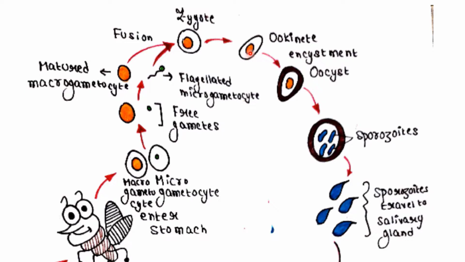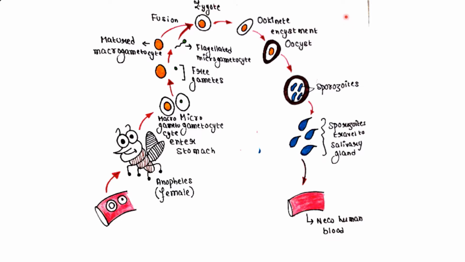And the zygote gets encysted. That means a protective capsule is formed around the zygote, and it is now called an oocyst. Here the oocyst divides and forms sporozoites. These sporozoites get released and travel to the mosquito's salivary glands. When this mosquito bites a man, these sporozoites enter the new host and the cycle is repeated again.